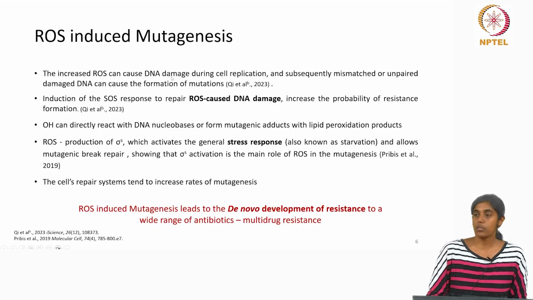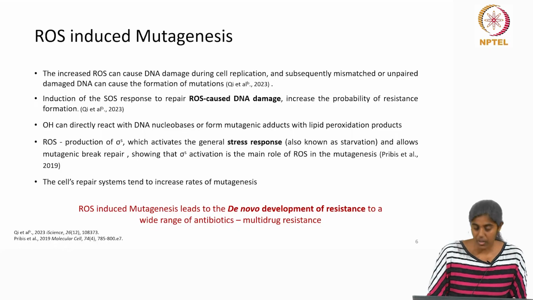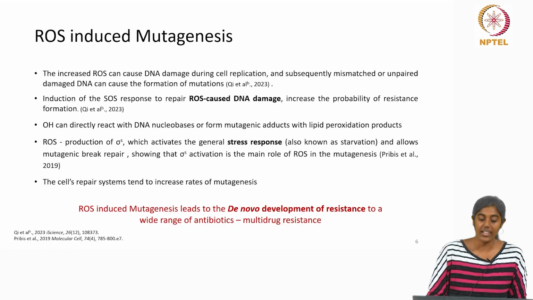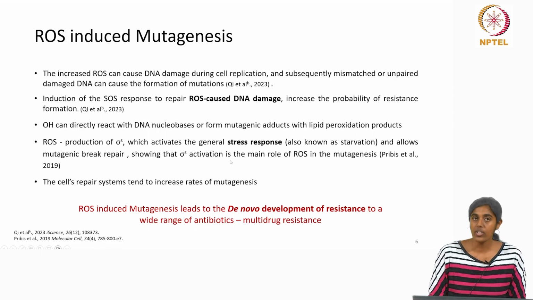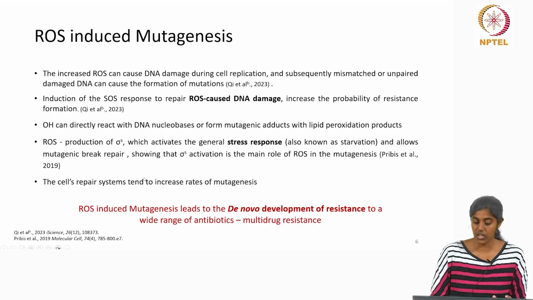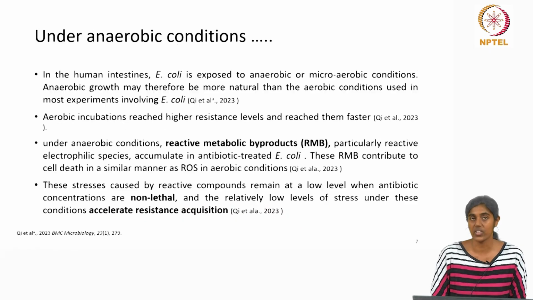The way ROS induces mutagenesis is that some radicals, such as hydroxyl radicals, can directly interact with the nucleotides and cause mutations, or they can form mutagenic adducts with the products of lipid peroxidation. When DNA damage happens, DNA repair mechanisms are induced, such as the SOS response. These repair mechanisms are error prone and lead to mutagenesis. Thus we can conclude that ROS-induced mutagenesis leads to de novo development of resistance to a wide range of antibiotics, and this is multi-drug resistance.